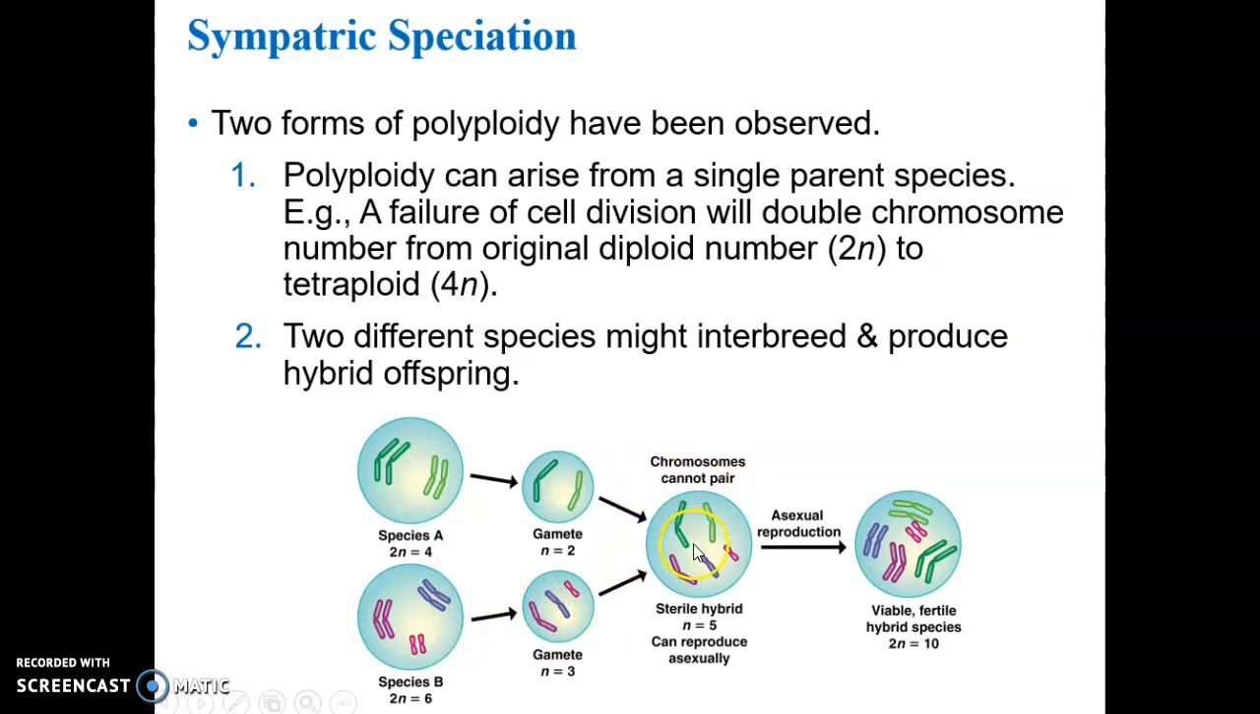The chromosomes cannot pair appropriately in the sterile hybrid, but plants can reproduce asexually. So if they're able to reproduce asexually, now you can get a potentially viable fertile hybrid species, which now has a diploid number of 10, which is different from the original parental species of 4 chromosomes or this one of 6. And now this can go off and reproduce on its own. So a new species has occurred through a type of polyploidy. And again, this is not that uncommon in plants, much more uncommon in animals.